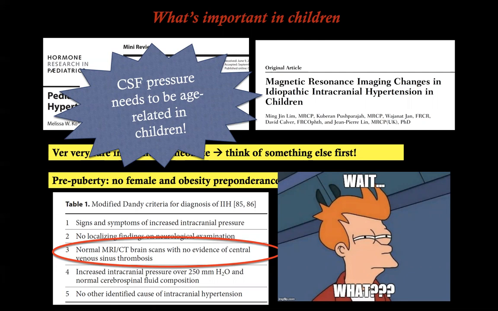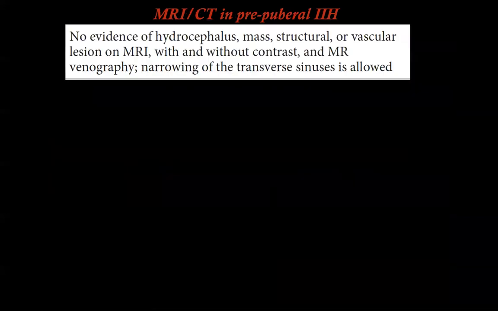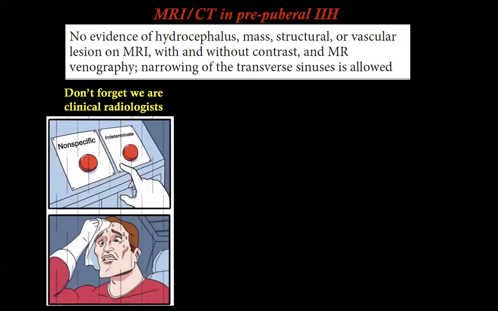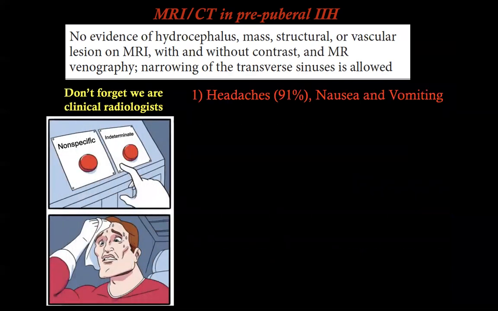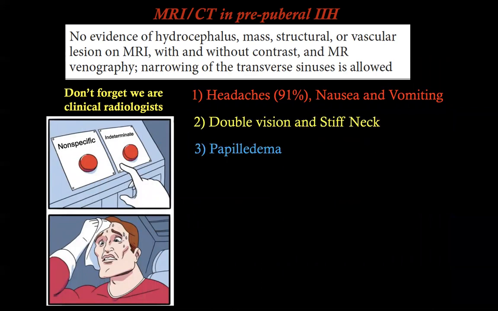So you need to have a normal-ish MRI brain. Well, actually, it's not completely normal. You don't need to have hydrocephalus, mass, vascular abnormality, or abnormality in venography to suggest thrombosis, but narrowing of the transverse sinuses is allowed. So don't forget that you need the clinical context of headache, nausea, and vomiting, very common. Double vision, stiff neck, also common.